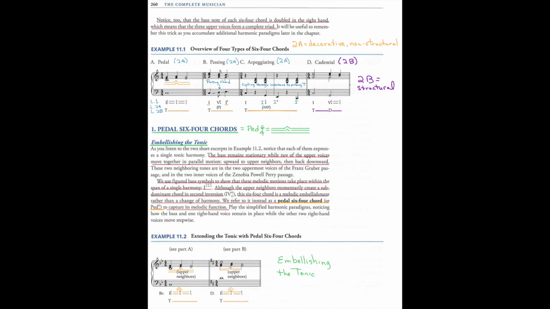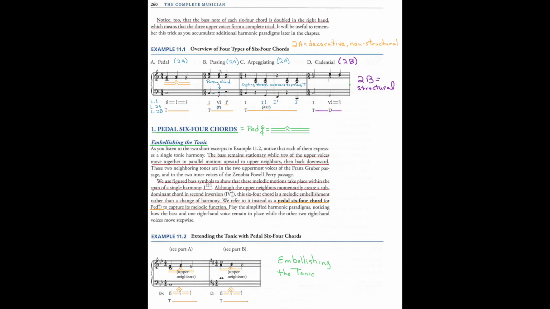You notice that the C in the left hand and the C in the bottom of the triad of the right hand stay stationary, while the 2 upper voices move from 5/3 up to 6/4 and retreat back down to 5/3. That's the definition of a pedal 6/4.